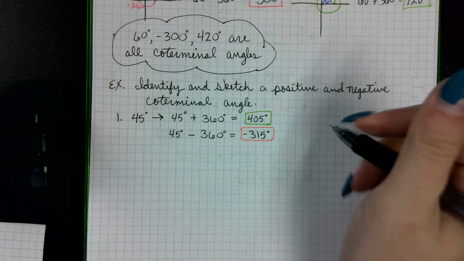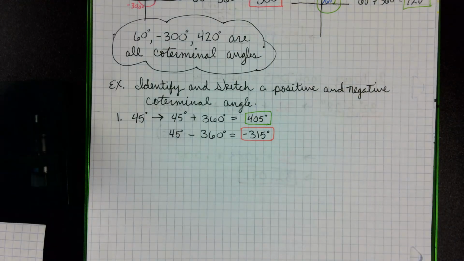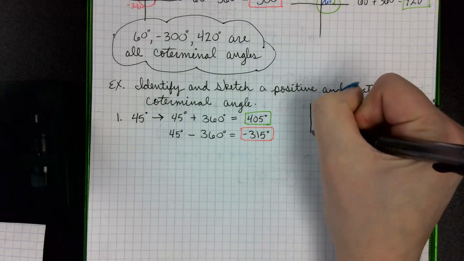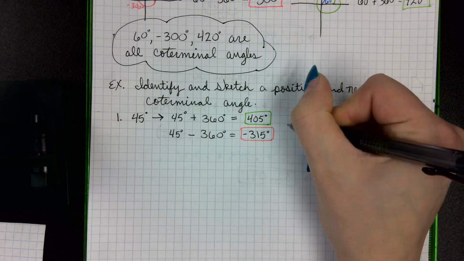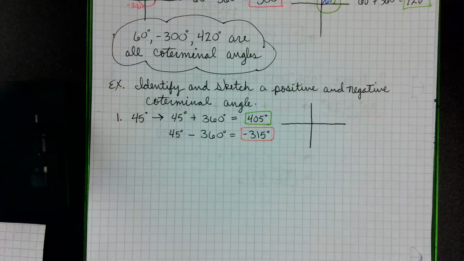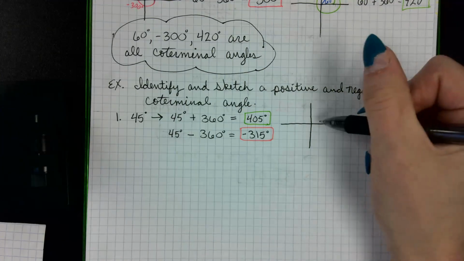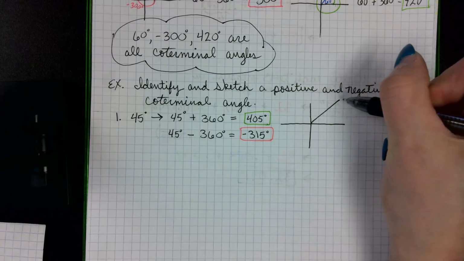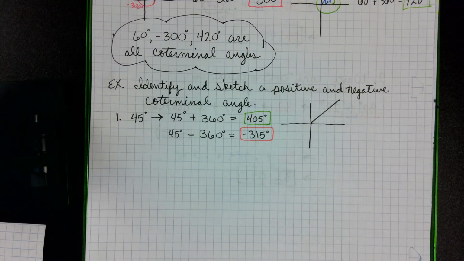I said to sketch them. If you want to sketch them on the same XY coordinate plane or on separate ones, it doesn't matter to me. Do whichever makes more sense to you. Sometimes it's confusing when they're on the same one. That's why I like to do two separate colors. But you can do it however you like. A positive 45-degree angle is going to be right here. So I'm going to call that 45 degrees.